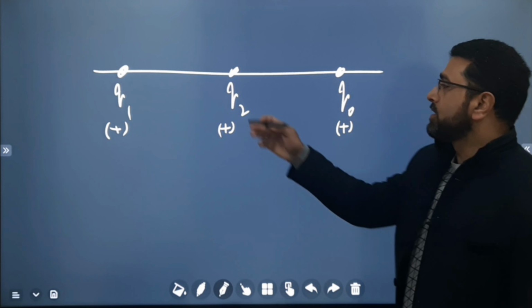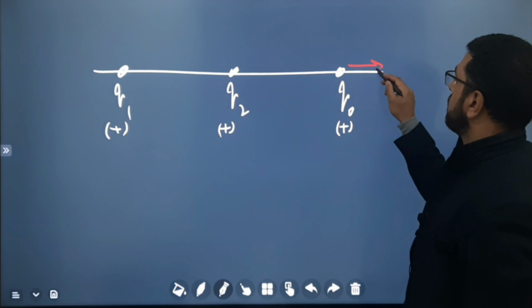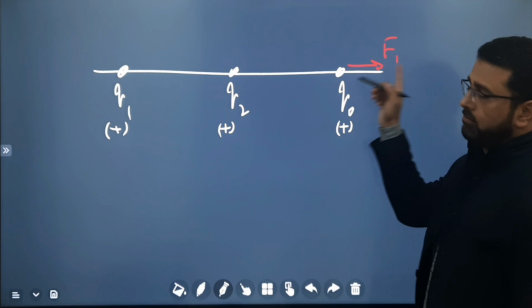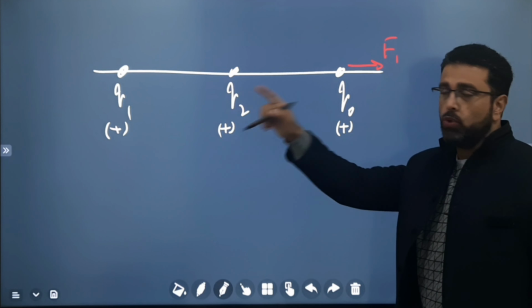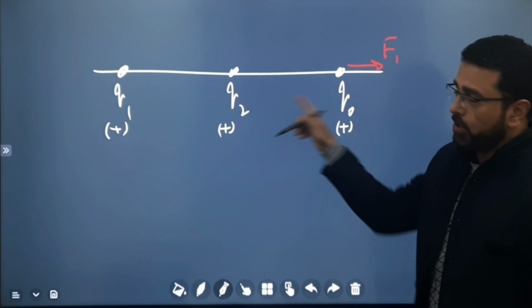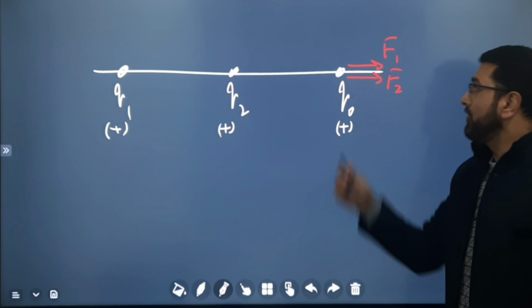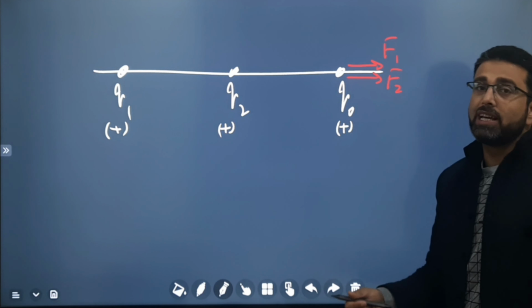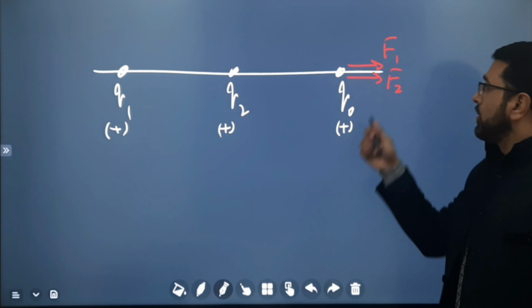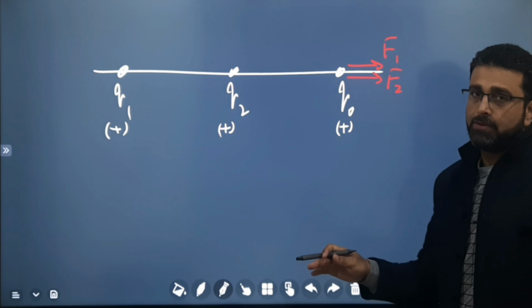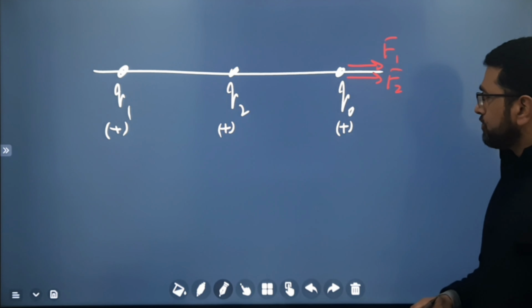So Q0 will experience repulsive force from Q1. So F1, this way, F1 is force from Q1, and F2 will also be repulsive. Q2 will also repel it. So F2 is in this direction. So F1 and F2 happen to be in the same direction, so they can't cancel out. They will add up. So net force 0, there's no chance for that.